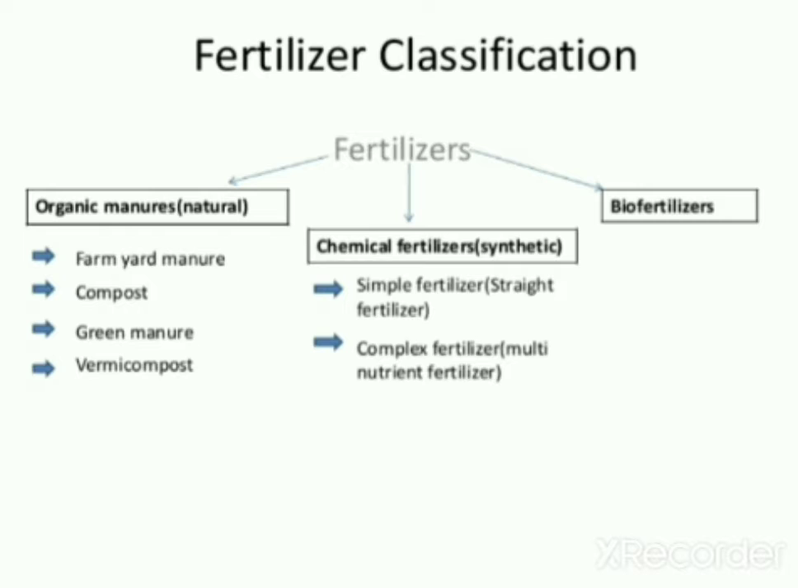Fertilizer classification: organic manures or natural, chemical fertilizers or synthetic, and biofertilizers. Organic manures contain farmyard manure, compost, green manure, and vermicompost. Chemical fertilizers contain simple fertilizer and complex fertilizer.